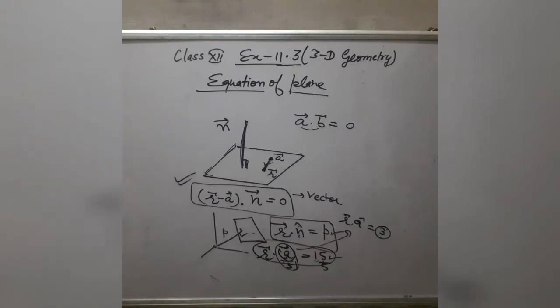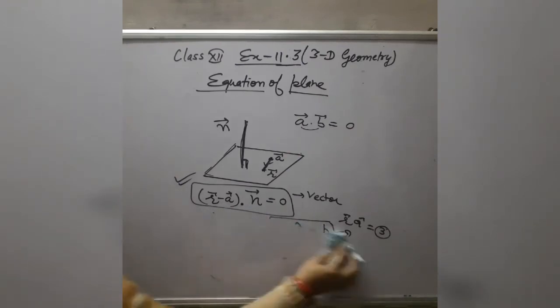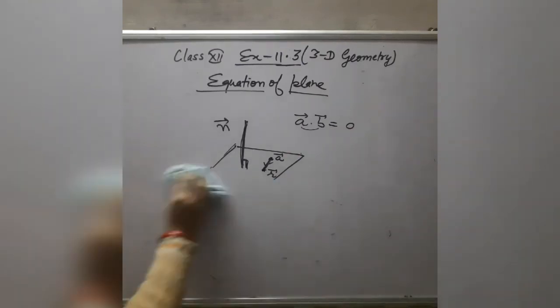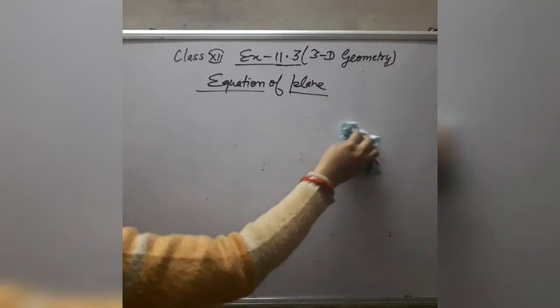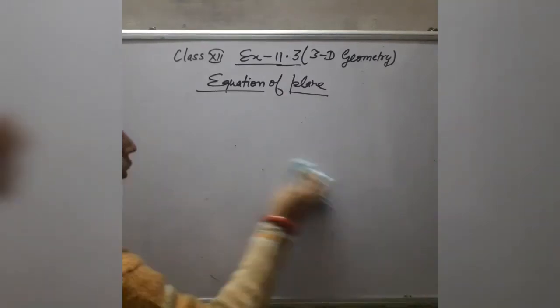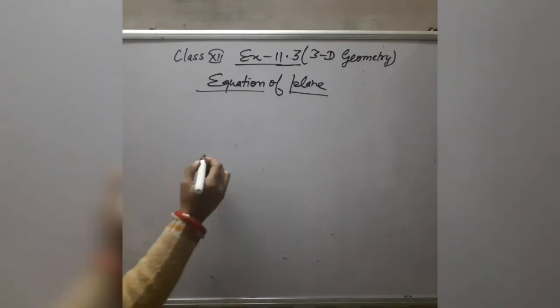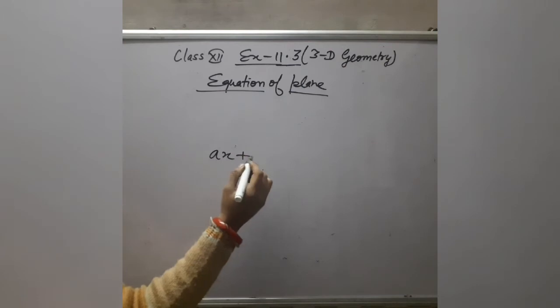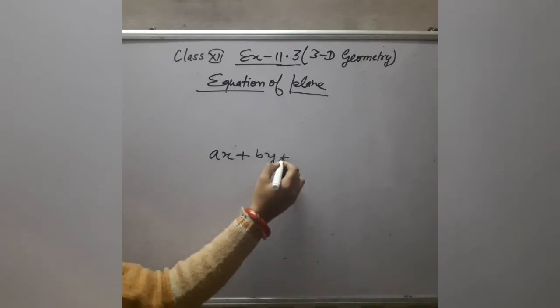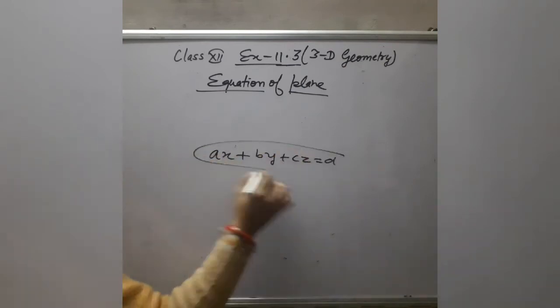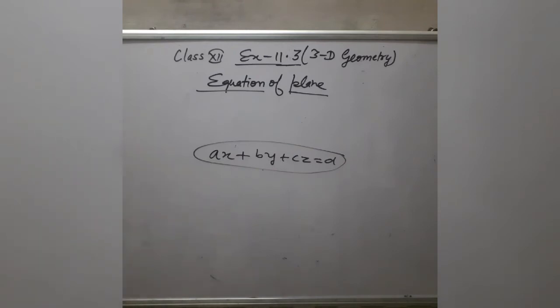So in this way, if any point of the plane, or the normal vector to the plane, or the distance of the plane from the origin is given to you, then you can find the equation of a plane. So now we will start this exercise. One more form, the Cartesian form of the equation of a plane, is ax plus by plus cz equals d. This is also the equation of a plane.